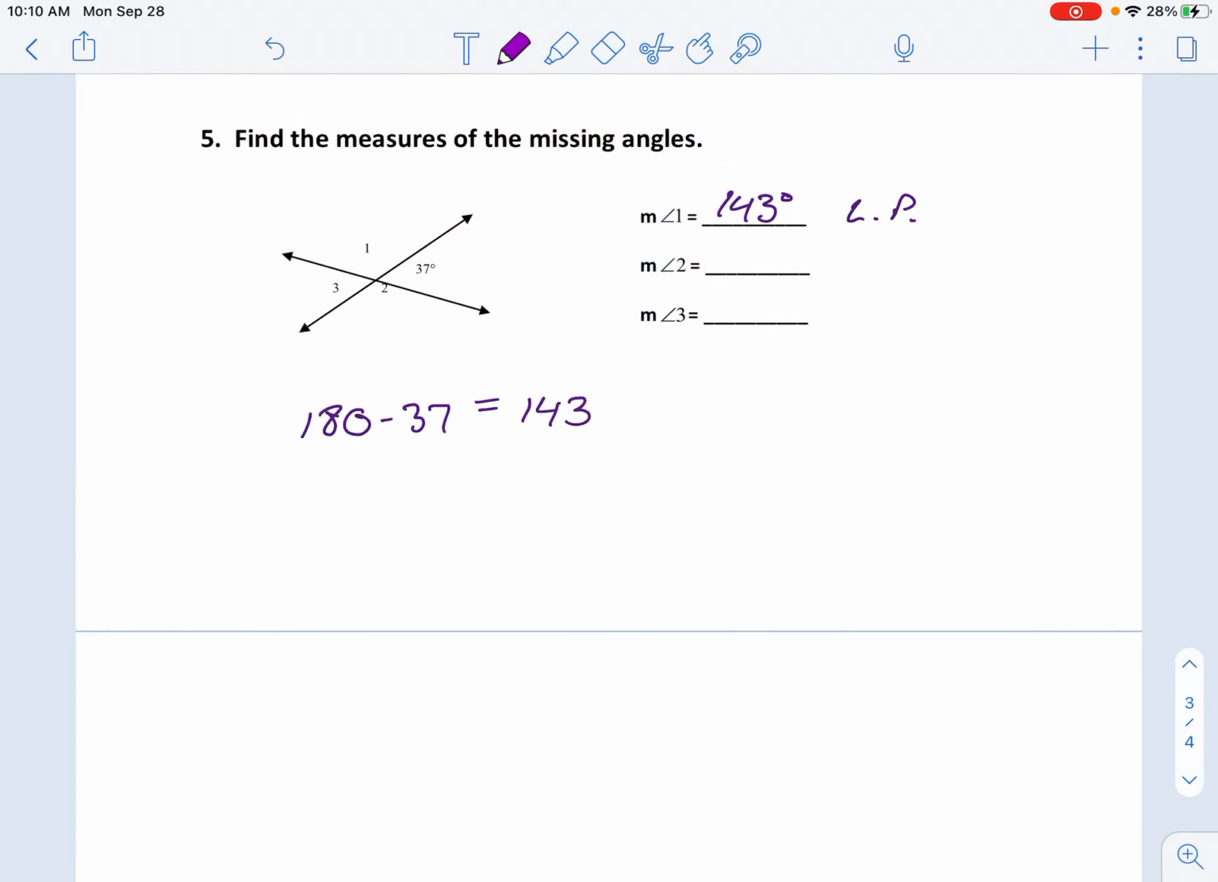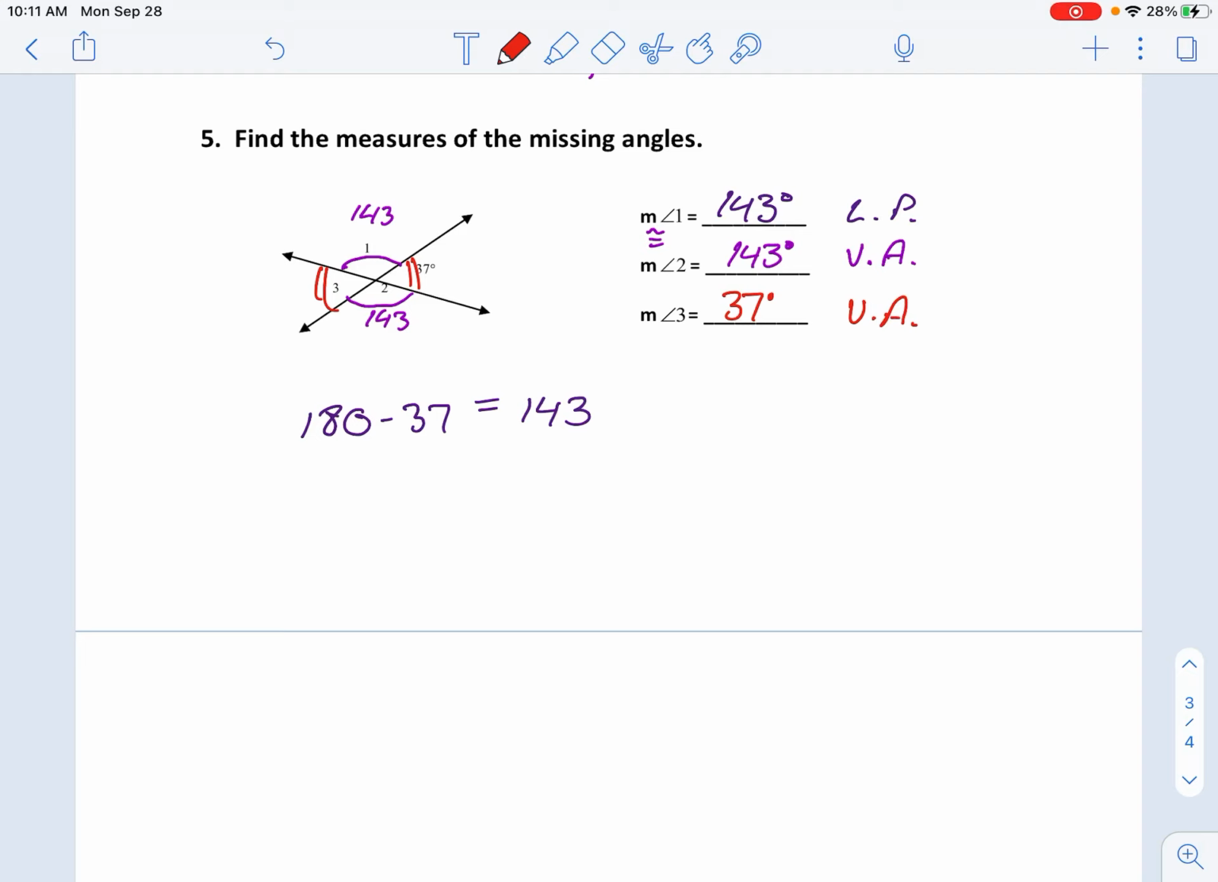Let me change to a different color again, a lighter purple. Angle 2. Again, I could do the same thing here. These make a straight line, so I get the same thing, 143. And what I want to point out is that this is 143, and angle 1 was 143, and they're vertical angles. So it makes sense by vertical angles that these two would be congruent to each other. For a similar reason, if this is 37, then angle 3 would have to be 37 degrees because they're vertical angles.